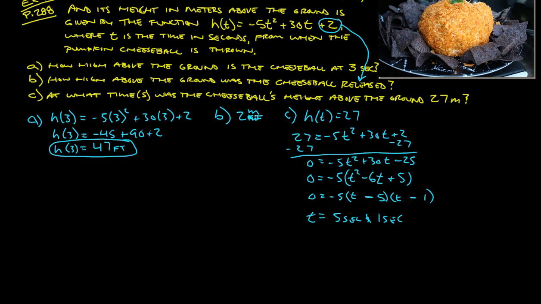So it says, at what time was the cheese ball's height above the ground 27 meters? From 1 to 5 seconds. So anywhere in between that is when it was above the ground. Well, actually just at 5 and just at 1 is when it was exactly 27 meters above. Anywhere between 1 and 5 is when it's above 27 meters.